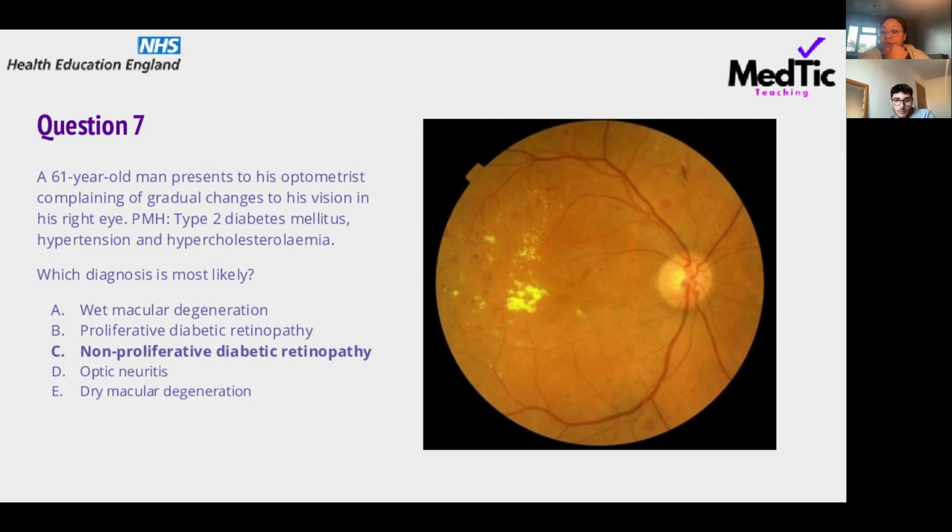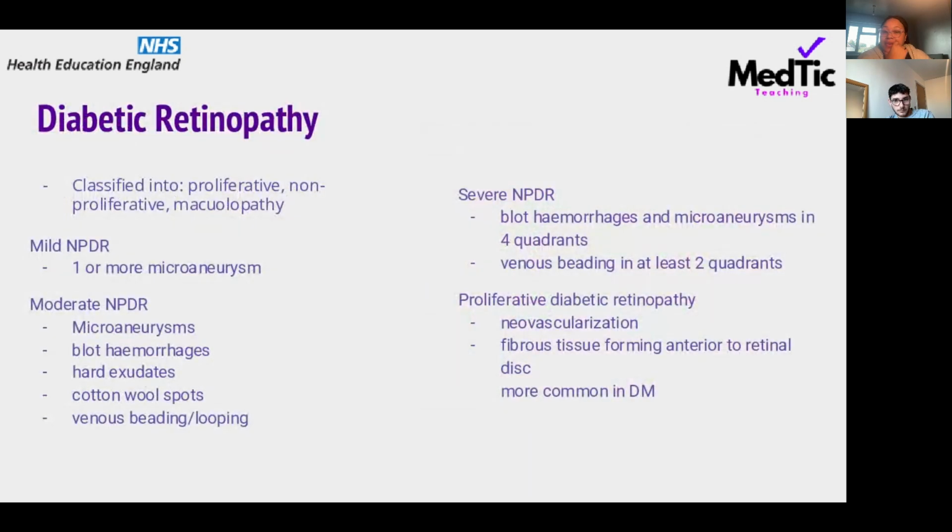We can see 4 vessel pairs, each going to the 4 quadrants of the globe, leaving from the optic disc. So that's not indicative of any sign of neovascularization. If we go into the next slide, if that's okay again, thank you.